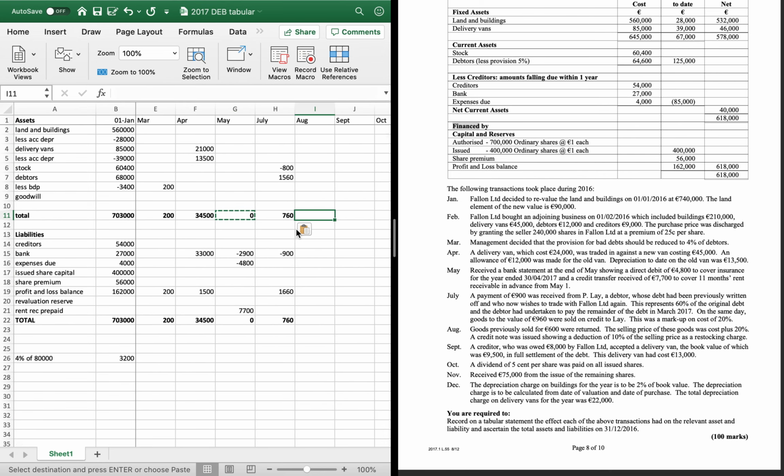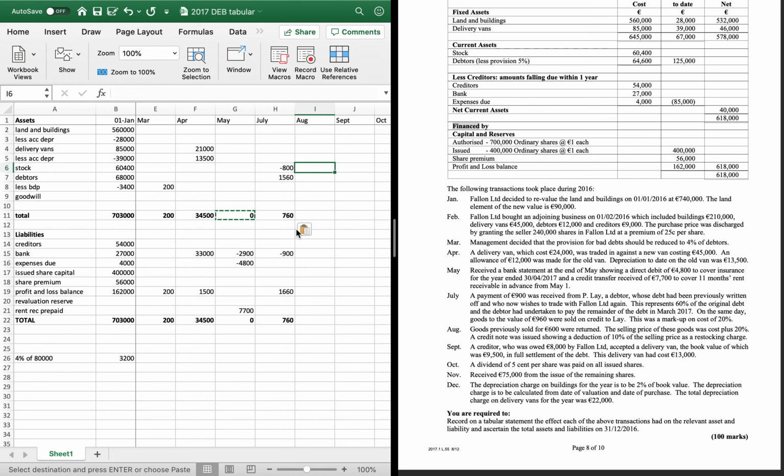August. Goods previously sold for 600 were returned. The selling price of these was cost plus 20%. A credit note was issued showing a deduction of 10% of the selling price as a restocking charge. So again, think about what's happening, what's going to happen with sales returns. You're going to affect stock because stock will come back into your business. You'll affect debtors because debtors won't owe us the money anymore. And it's going to reduce your profit. So sales returns always reduce your profit. So they're the three we're going to adjust.